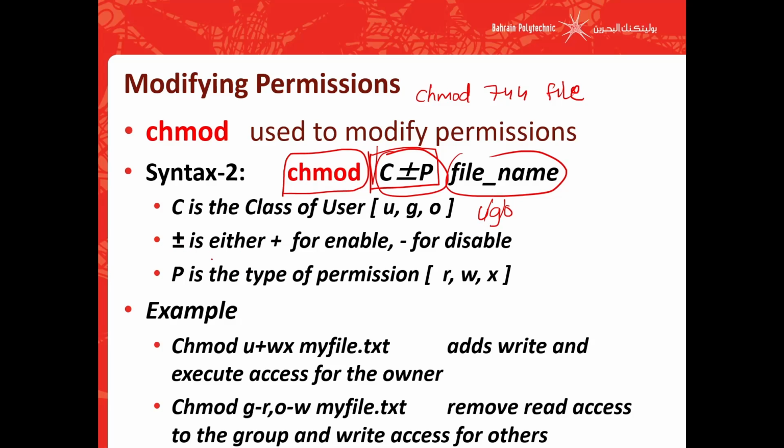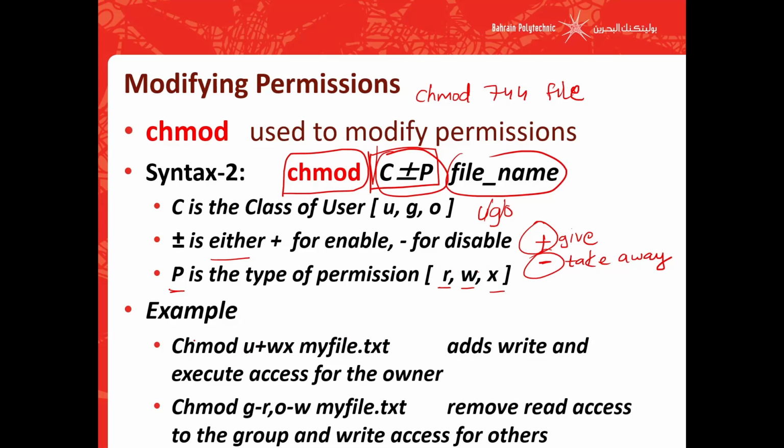Plus or minus is either... so basically when you write plus, okay, how do I explain this? If you write plus, it means enable, it means give permission, okay? But if you write minus, it means take away permission, okay? I hope that makes it clear. So enable or disable is basically like giving permission with a plus sign or taking it away with a minus sign. And then P is basically the type of permission, which is RWX, read, write, or execute.